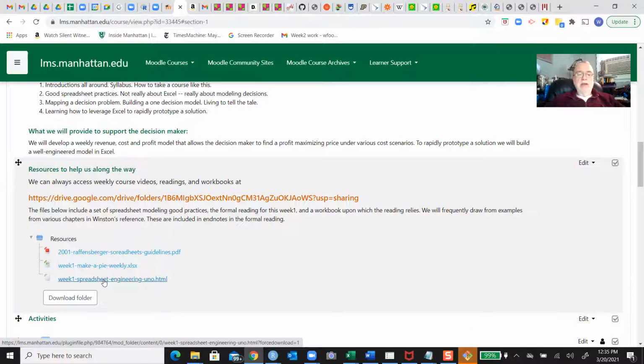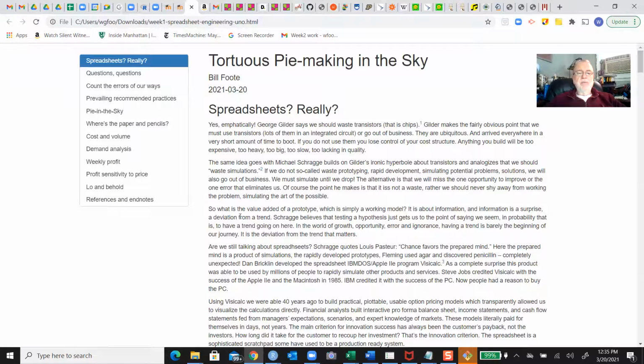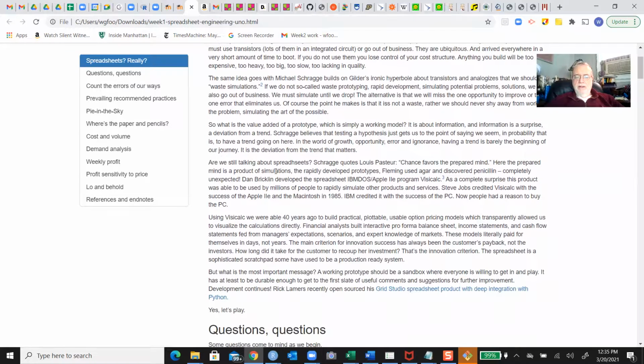But the main reading is right here, week one, Spreadsheet Engineering. It has several pieces to it. It's an HTML file written in R, by the way, that allows us, I call this tortuous pie making in the sky. Let's see if I can move this out of here a little bit. There we go. I just want to run through this. Please realize that if I see a mistake or error in here, it will get fixed. Please let all of us know that there is a mistake or error or an issue. Put that up on the wall.